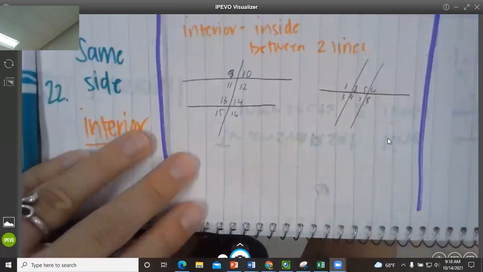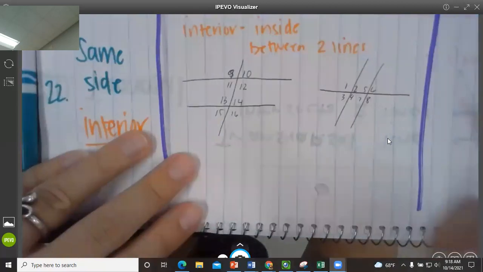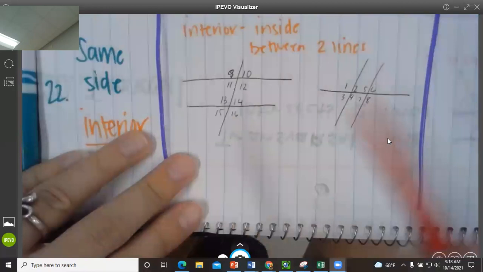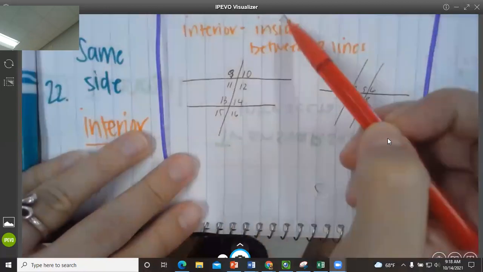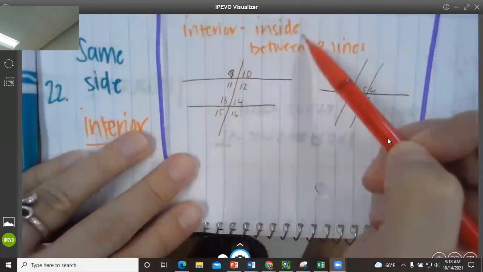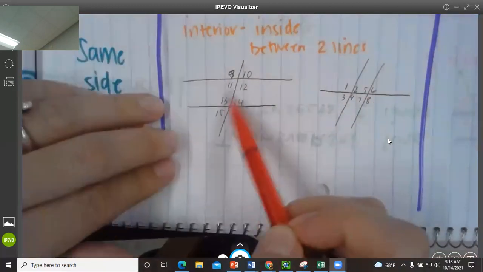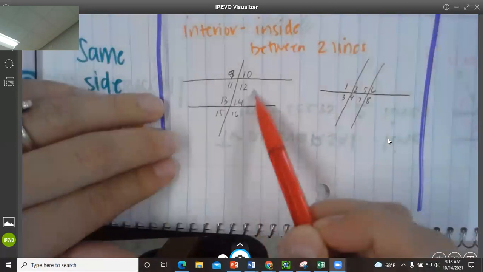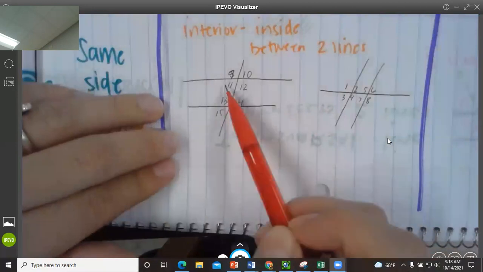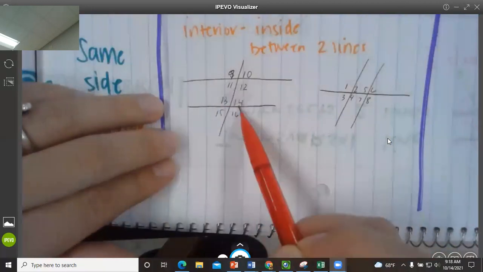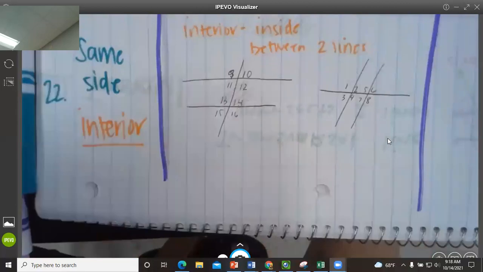All right, so not now. Oh yeah, now because you have paper. Go ahead, I'm gonna have you shade the inside part. It's between the two lines, so like these two lines are going the same direction. I would shade this part right here. So the interior angles would only be 11, 12, 13, 14. That's it. Those are the only ones we deal with.